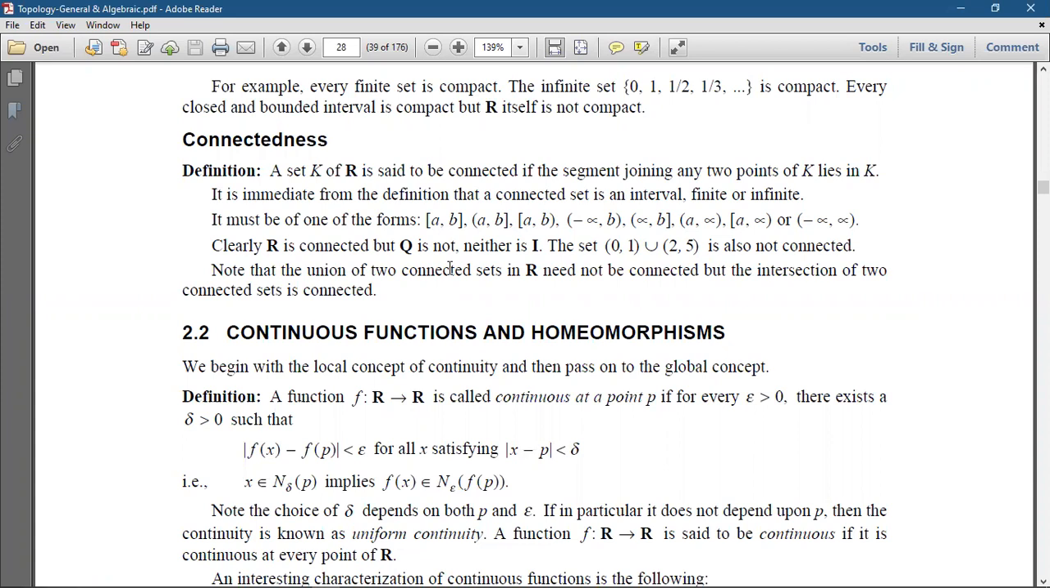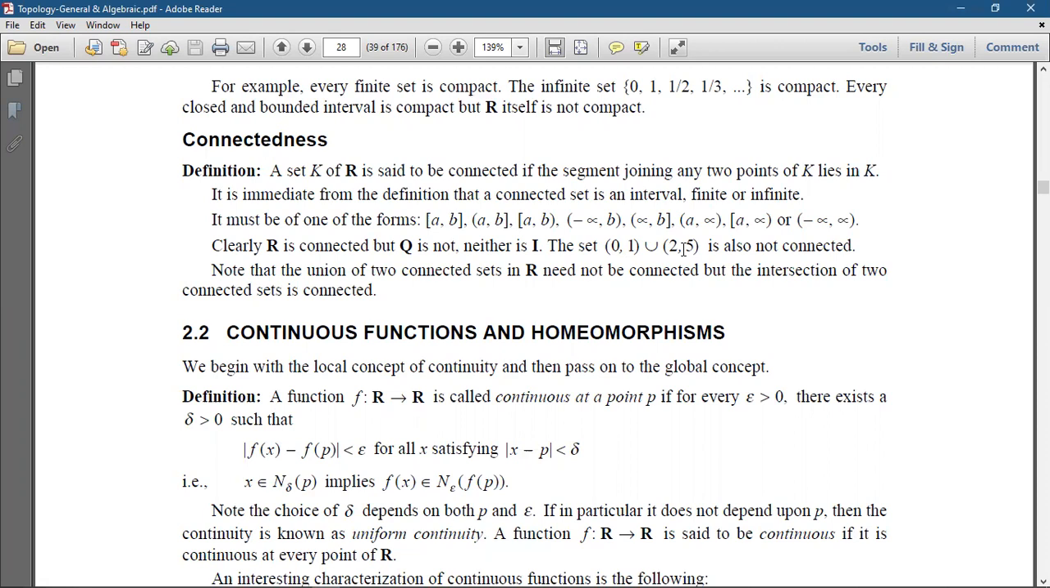From the above definition, it is clear that R is connected but Q is not. Neither is I, that means the set of integers. The set A = [0,1] union [2,5] is also not connected, because when we take the points 1 and 2, the line joining these two points will not be in the set.